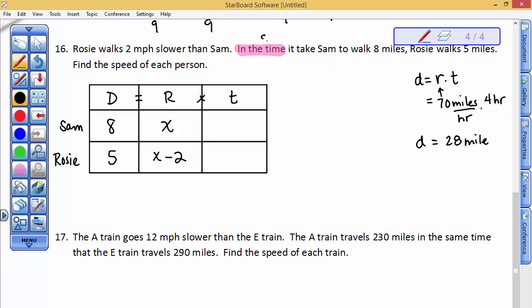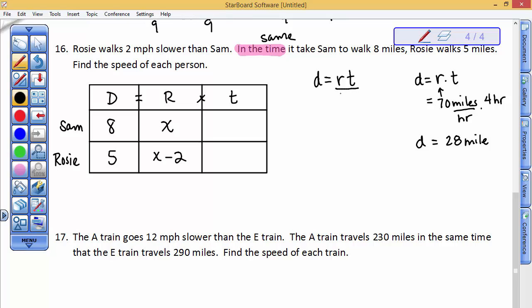This means in the same time, Sam can walk 8 miles when Rosie can walk 6 because Rosie is slower. Now, what I want to do is take this formula, distance equals rate times time. You see this time column? All they told us is that the time is the same.